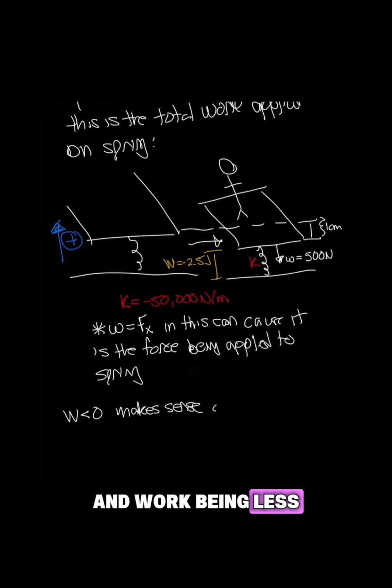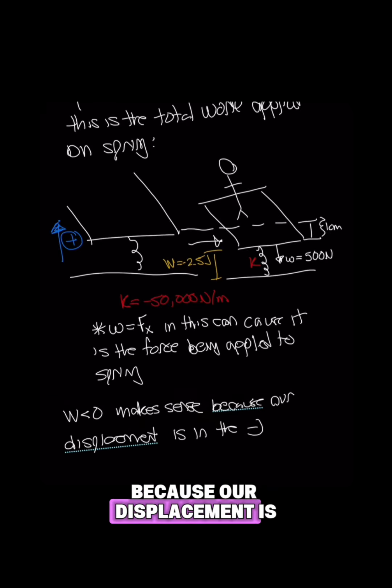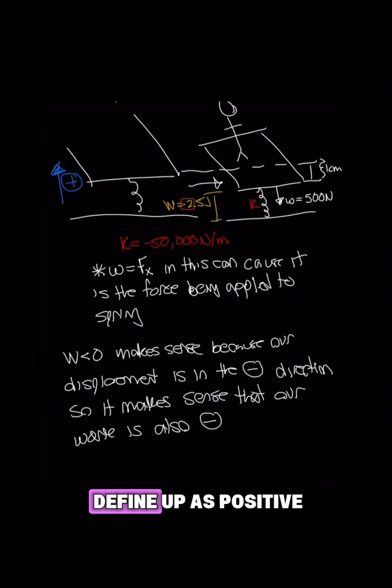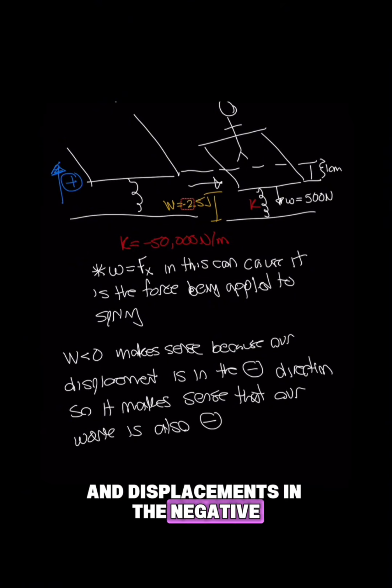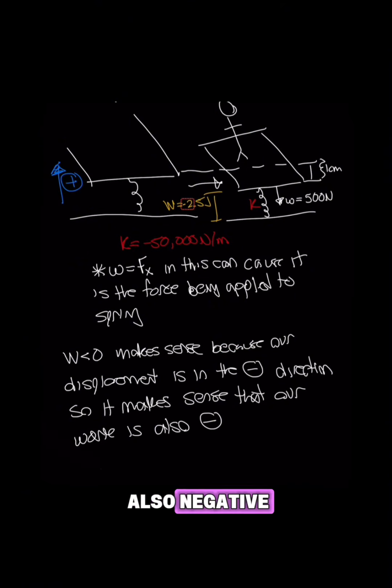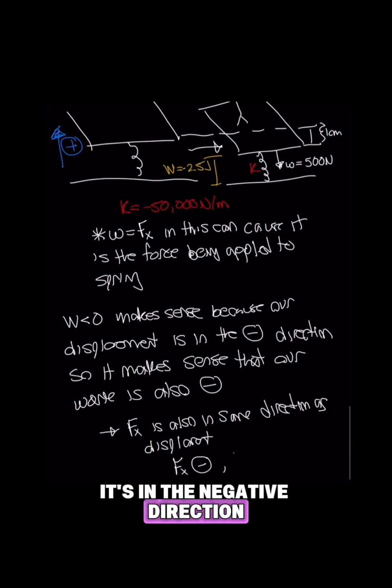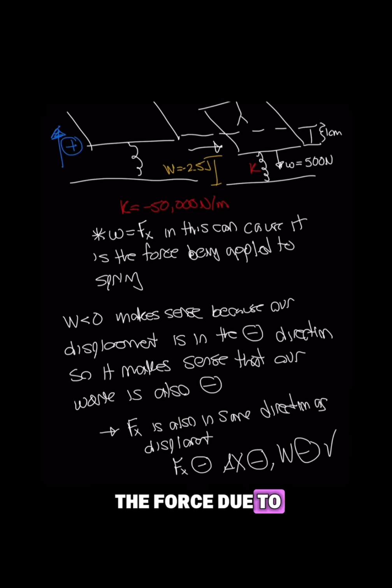And work being less than 0 makes sense here because our displacement is in the negative direction from the direction we defined as up, because we defined up as positive and displacement is in the negative. So it makes sense that our work is also negative. Since our force is also in the same direction as displacement, it's in the negative direction because our force is the force due to the weight, and we can see in our diagram that it's pointing down.